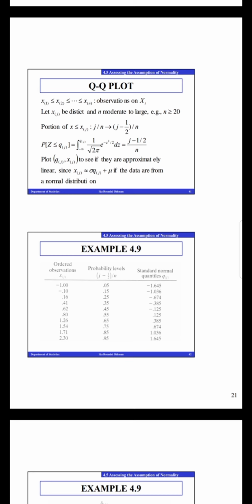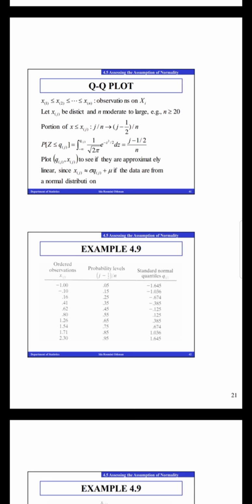Okay, the second row, macam mana dia dapat 0.15? It will be 2 minus half divided by 10. Okay, you try, you akan dapat 0.15. Sehinggalah, you buat satu-satu, sehingga the last row, how we get 0.95? It will be 10 minus half divided by 10. We akan dapat 0.95. So now kita dah ada ordered observation dan juga probability levels.